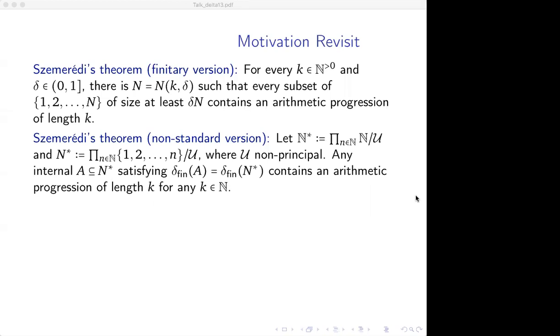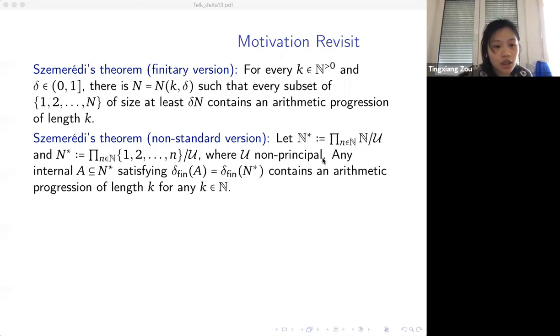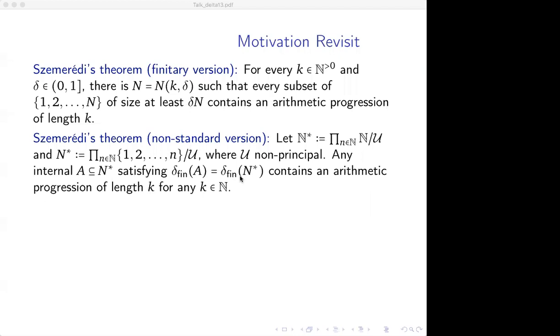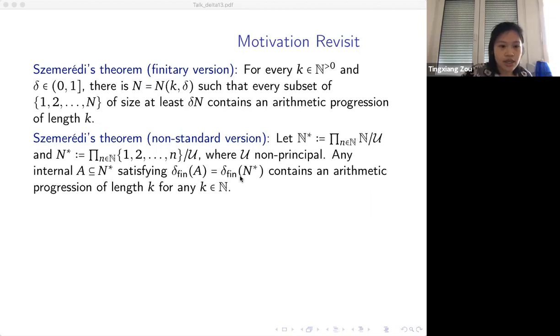So you just want to find a sufficiently big set, and then it's just the non-standard version of Szemerédi's theorem, right? Yes, but this sufficiently big is in terms of fine dimension, meaning your counting measure must be not zero, that is, greater than zero. Then it will contain the arithmetic progression. Okay.